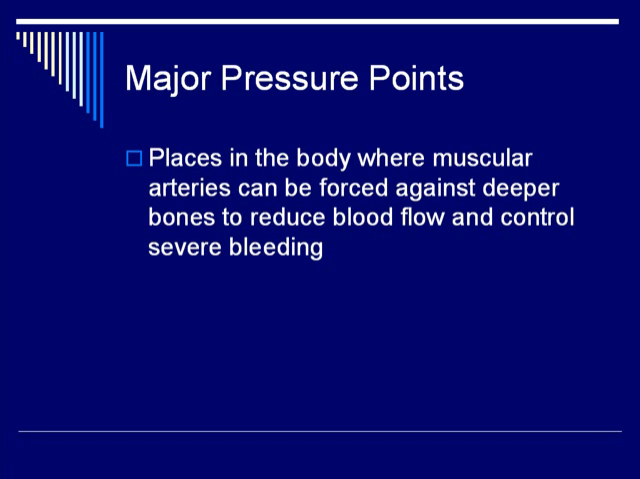There are some major pressure points. These are places in the body where muscular arteries are forced against deeper structures of bone, which will reduce blood flow when a person has severe bleeding. An example of that is the femoral artery. It pulsates, you can feel it in the groin area. If you have a major bleed in blood vessels further down, you can press on the femoral artery, press it against the bone of the hip, and hopefully restrict blood flow.